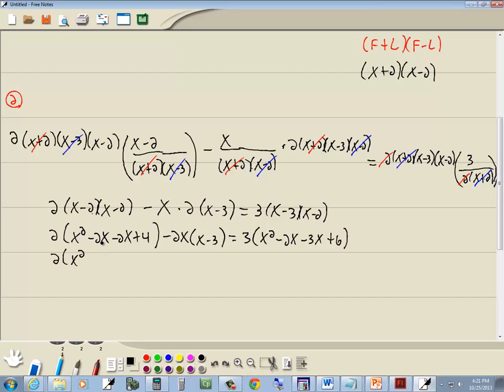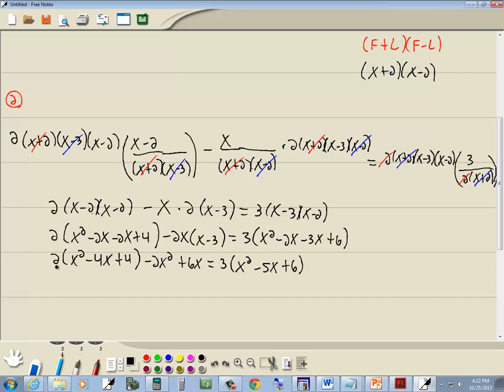Combine together like terms, negative 2x is negative 4x. Multiply negative 2x through, negative 2x times x is negative 2x squared. Negative 2x times negative 3 is a positive 6x, equals 3 times negative 2x, negative 3x is negative 5x.